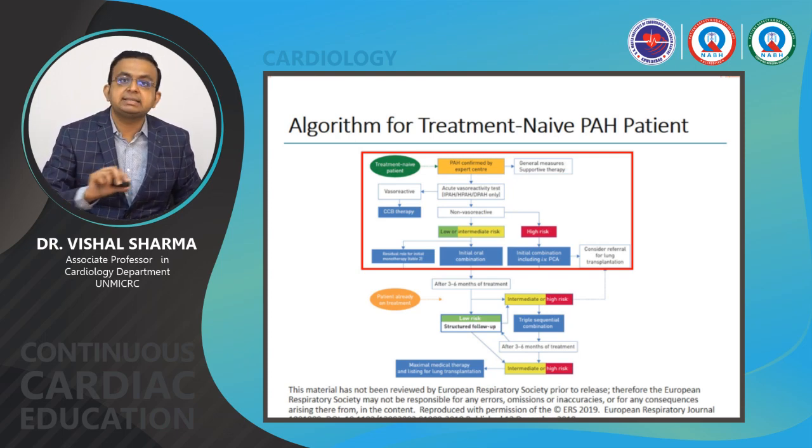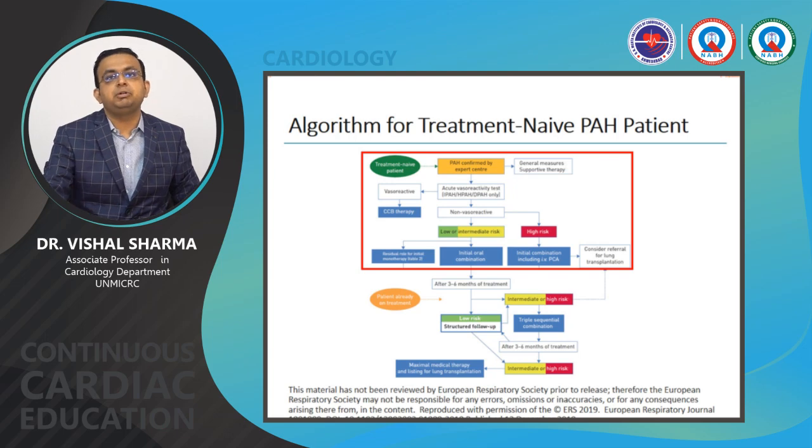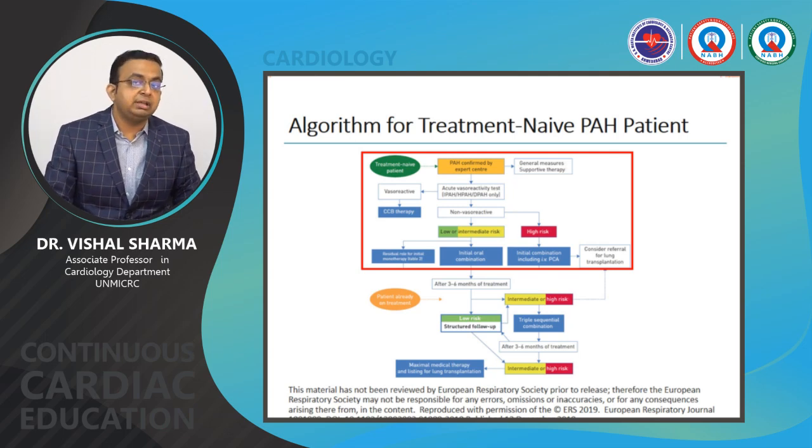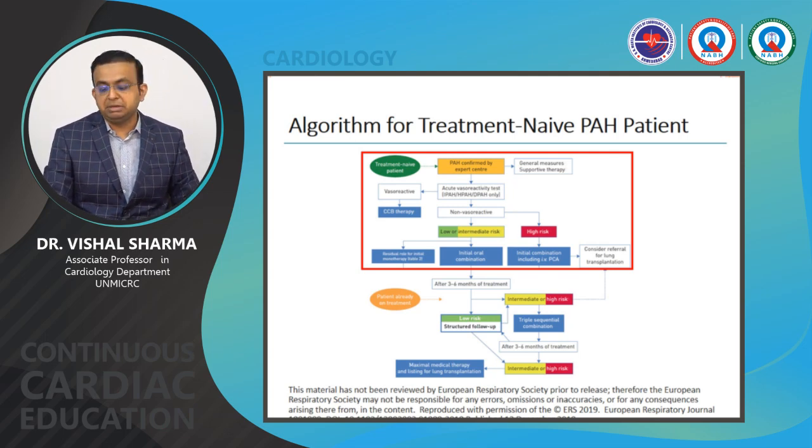So you have to reassess the patient at 3 to 4 months, and it is at this point that you have to again re-stratify the patient into low risk, intermediate risk, or high risk, and ultimately further decide the plan of management in this patient. So this is again an important point which has been strongly emphasized in the World Symposium Meet also.